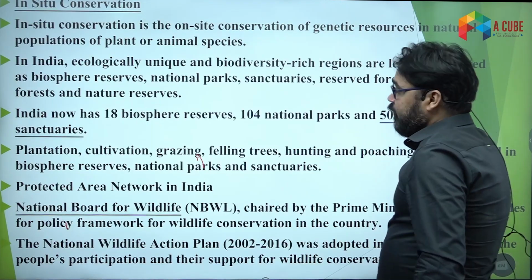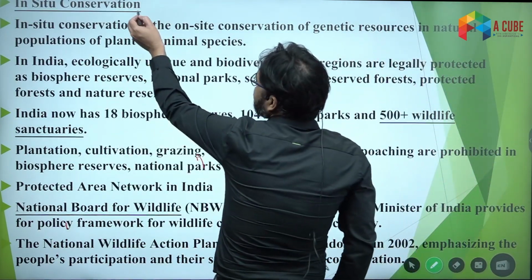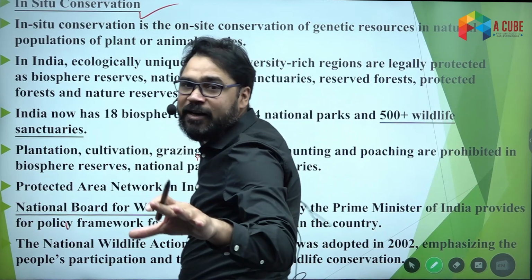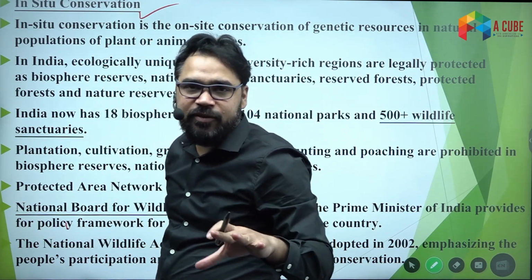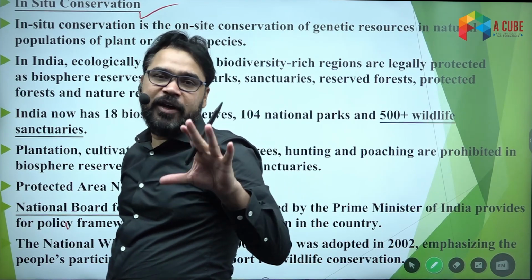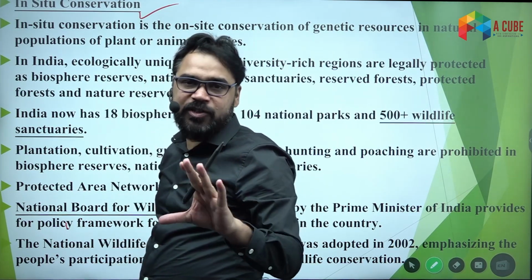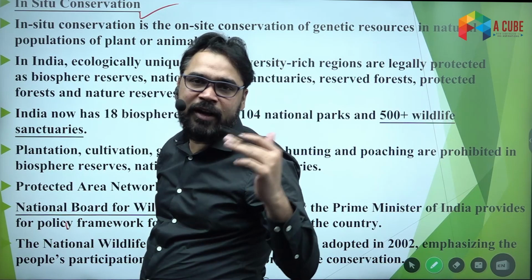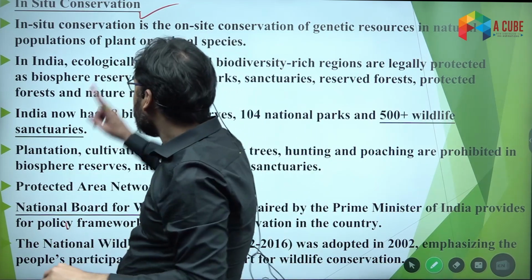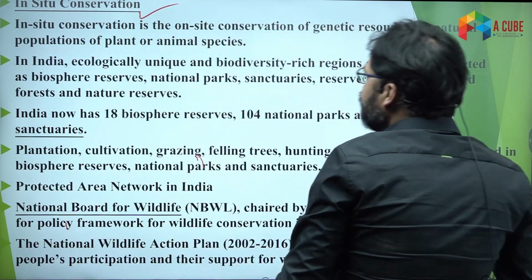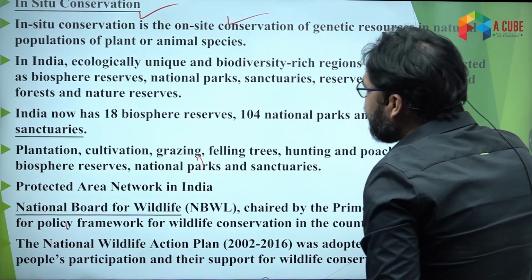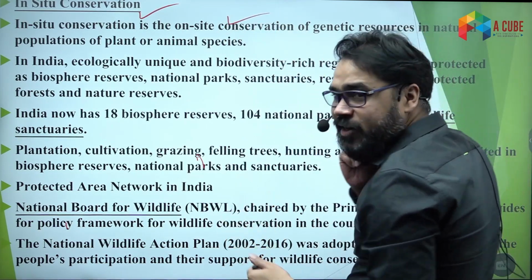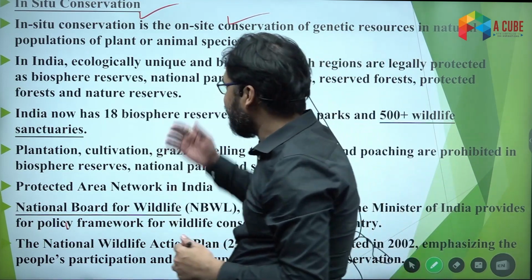Now, let's come to details. In in-situ conservation, that means the natural habitat of a particular species is actually being used for its conservation. That means we are not shifting that particular species from its natural habitat to an artificial environment. Okay. So in-situ conservation is the on-site conservation of genetic resources in a natural population of plants and animal species. Okay, like I have already told you.